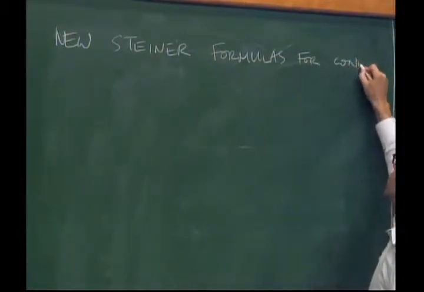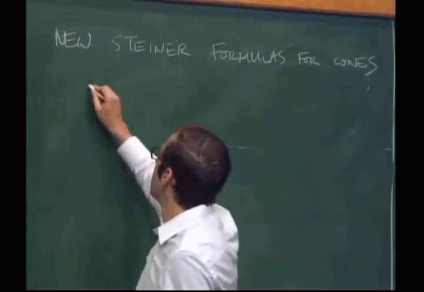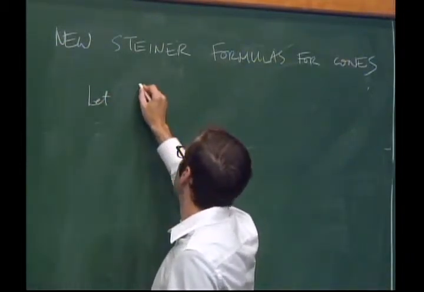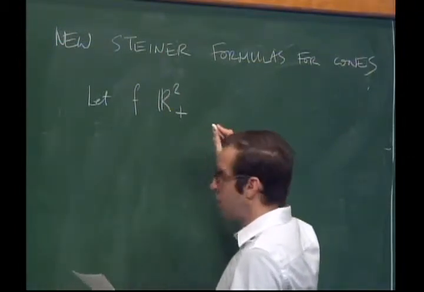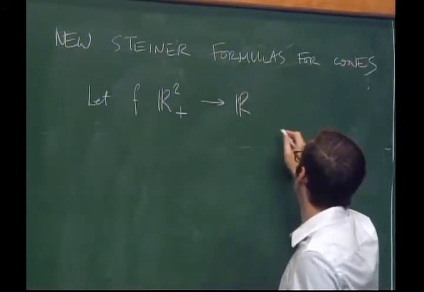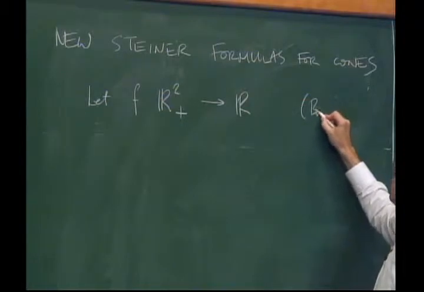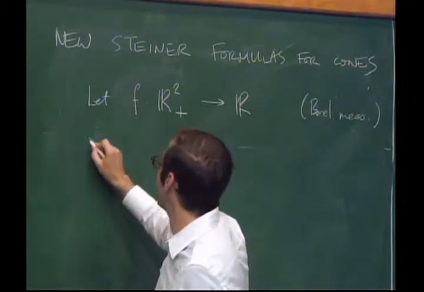And I'll show you the general result, and we'll talk about how we can use this to understand the behavior of the intrinsic volumes. So we'll let f be a function from R2 plus, so pairs of non-negative real numbers, to the reals, and this should be Borel measurable. So this is actually a little bit important. Of course, all functions are Borel measurable in real life.